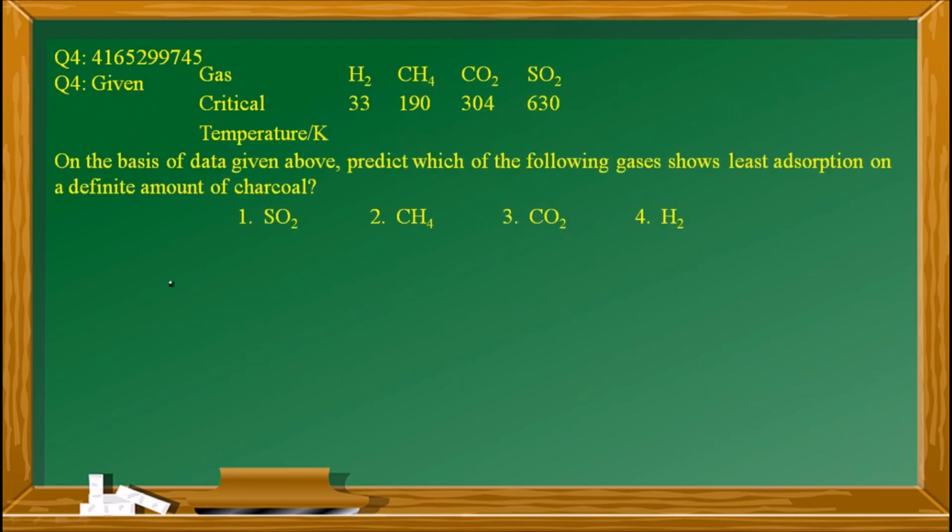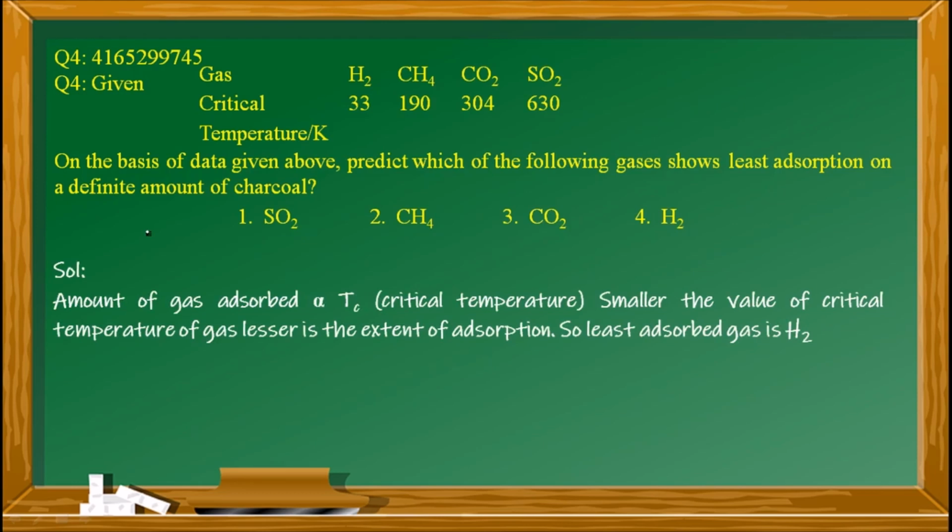Next, question number 4. Given gas critical temperature: hydrogen 33, methane 190, carbon dioxide 304, sulfur dioxide 630. On the basis of the data given above, predict which of the following gases shows least adsorption on a definite amount of charcoal. Dear friends, as we know, the adsorption depends on the critical temperature. So the amount of gas adsorbed is proportional to critical temperature. The smaller the value of critical temperature, the less it is going to adsorb. So hydrogen, that is option number 4, is the correct option friends.